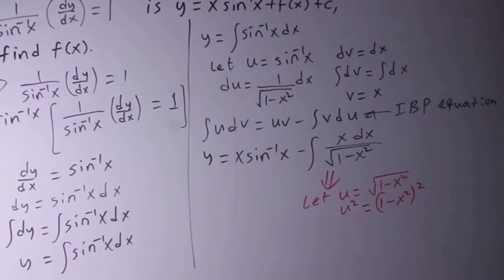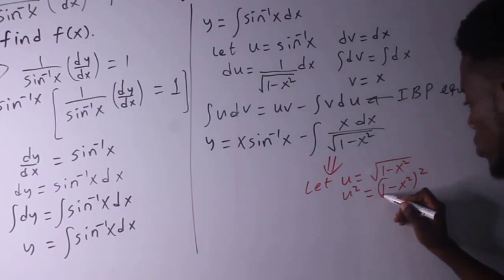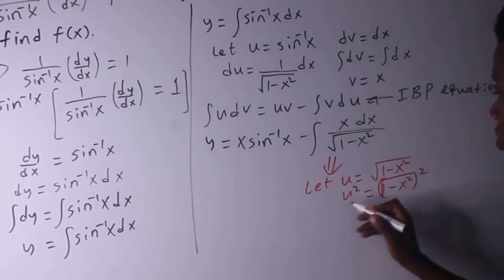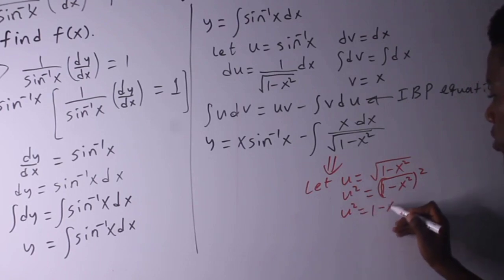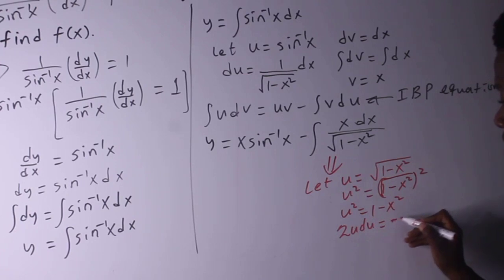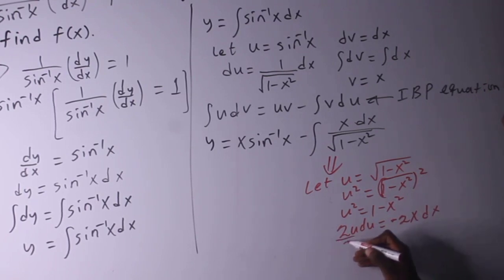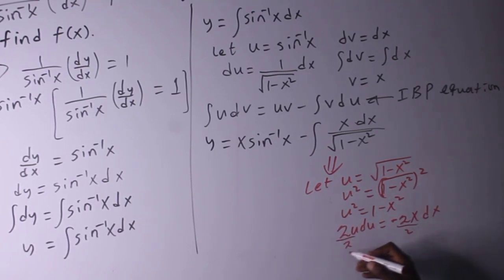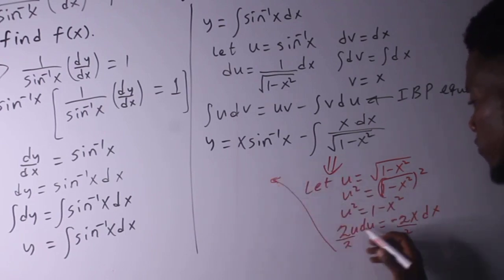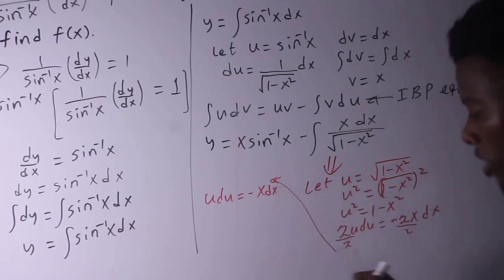And then once we are done squaring both sides, we can simplify. Remember, this one is a square root, and this one is a square root. So u squared is equal to 1 minus x squared. Differentiate: 2u du is equal to minus 2x dx. The derivative of 1 is 0. The derivative of negative x squared is minus 2x dx. So we can divide both sides by 2. What we have is u du is equal to minus x dx.